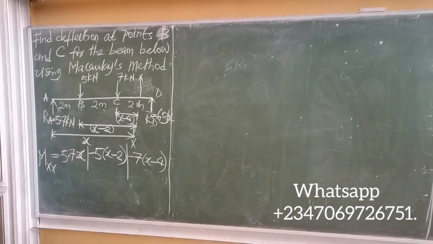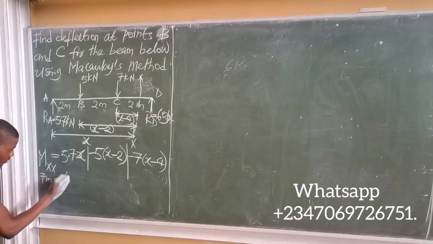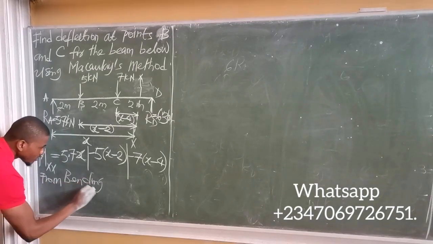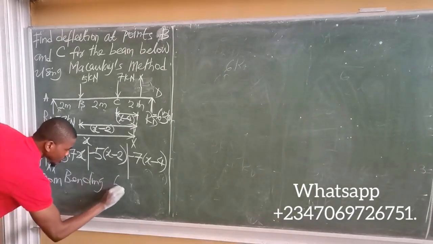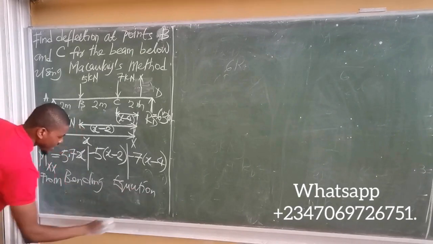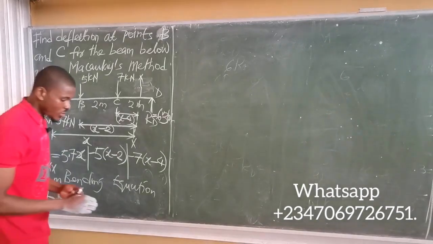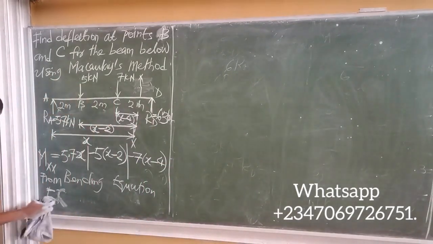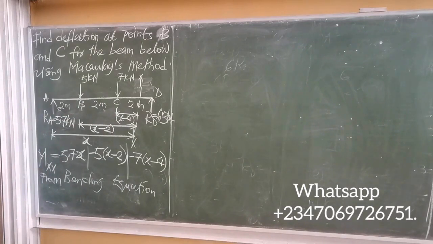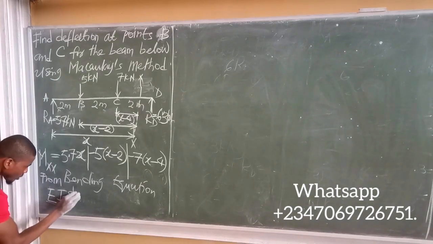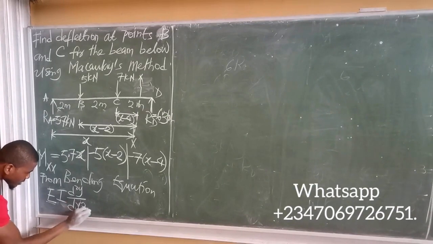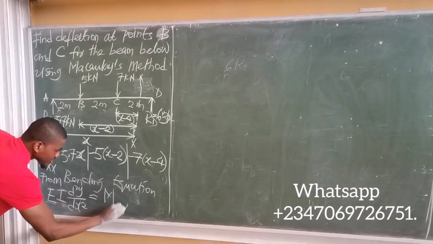All right. So from the bending equation, we have that the flexural rigidity, that's EI, please take note, the product of Young's modulus and moment of inertia is called flexural rigidity. So the product EI, d squared y over dx squared, is simply equal to the moment about xx.